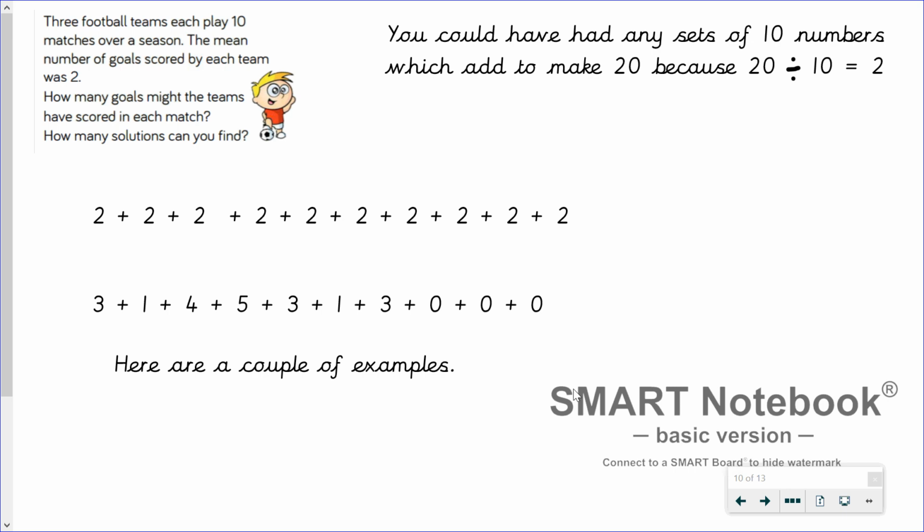So as long as you find 5 different ways to get 20 with 10 numbers, then you are absolutely fine. So just count your numbers. If you've got 10 in each one, it makes 20, and you're good.